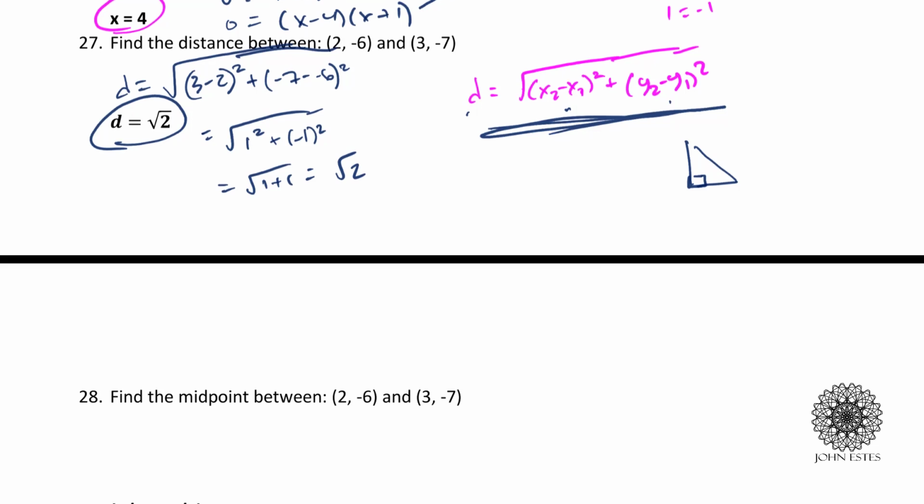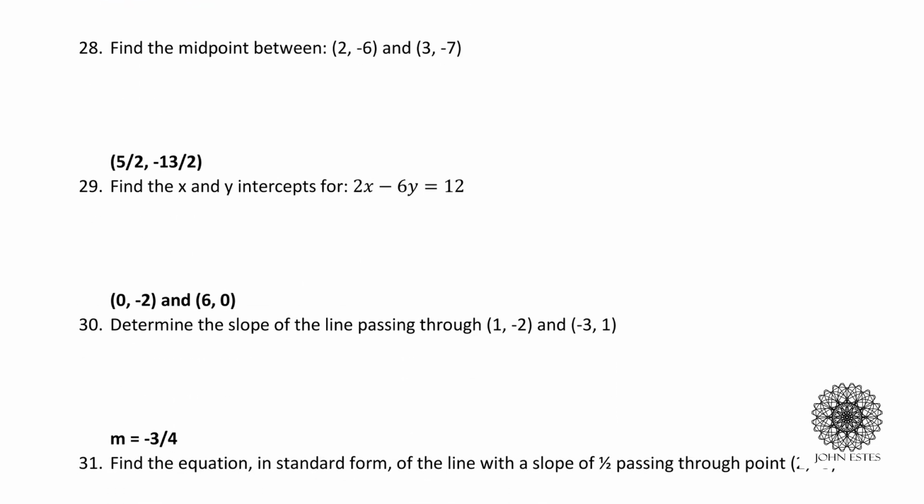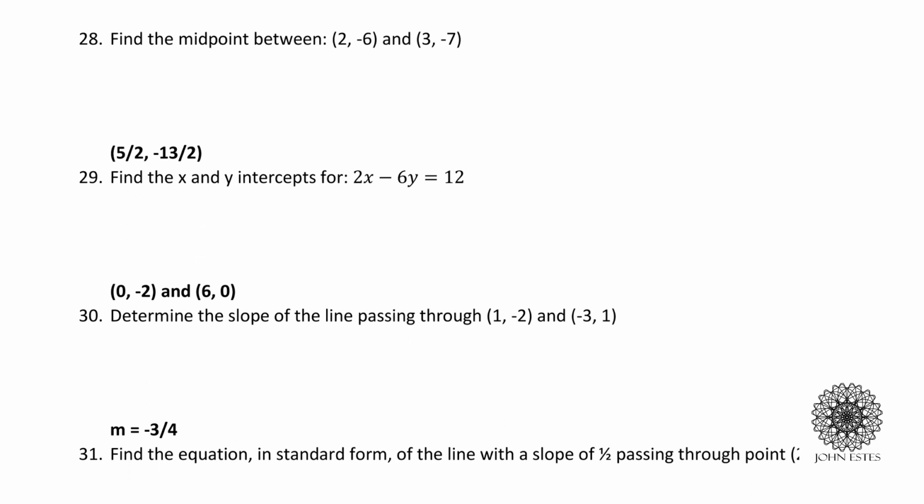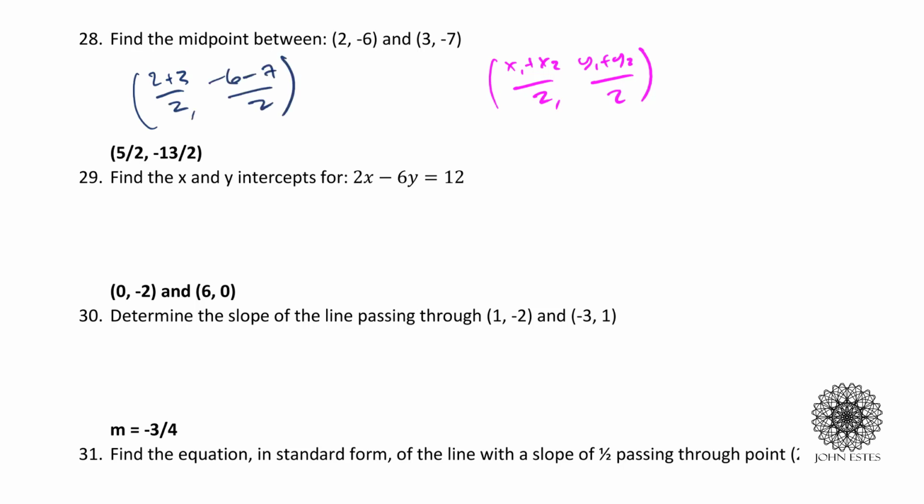It's Pythagorean theorem. Okay, number 28, we want to find the midpoint between 2 points. Midpoint formula is just averaging the x's and averaging the y's. That's all you have to do. Okay, so then in that case, I need to just say 2 plus 3 over 2 and negative 6 minus 7 over 2. So I end up with 5 halves and negative 13 halves. That's what I have here.